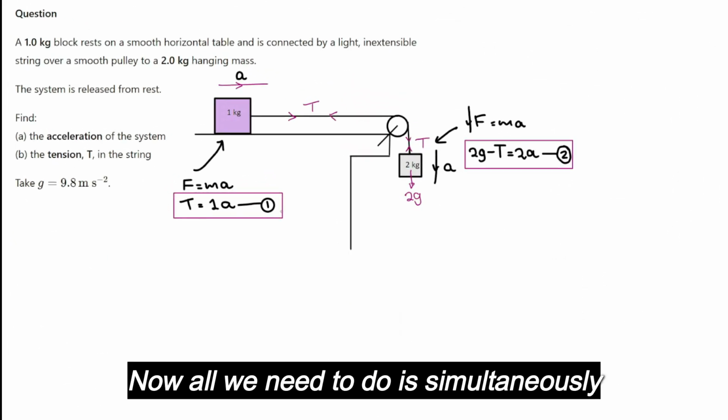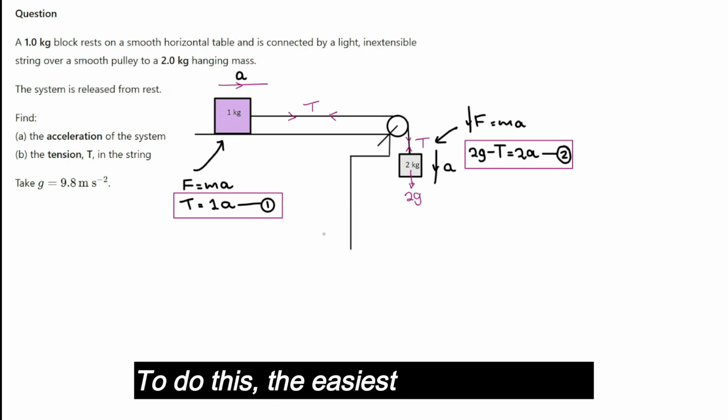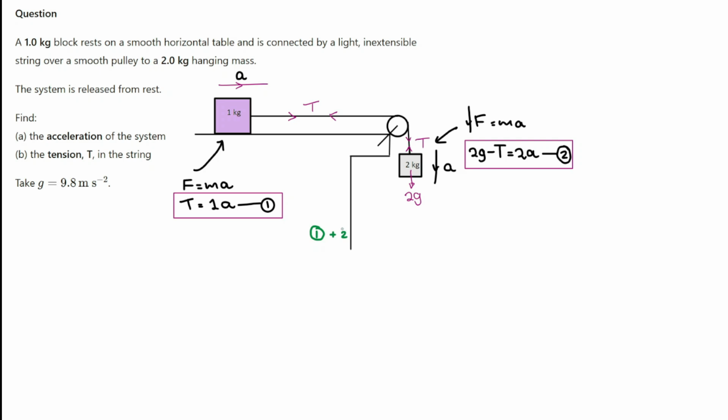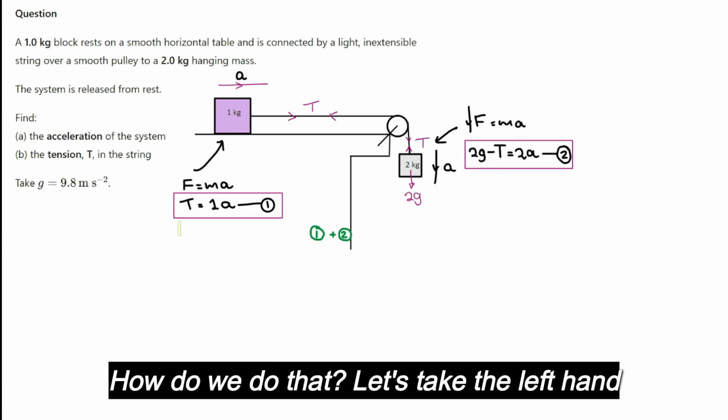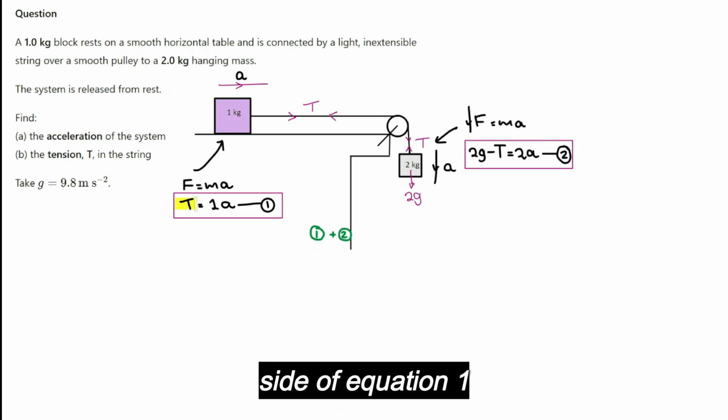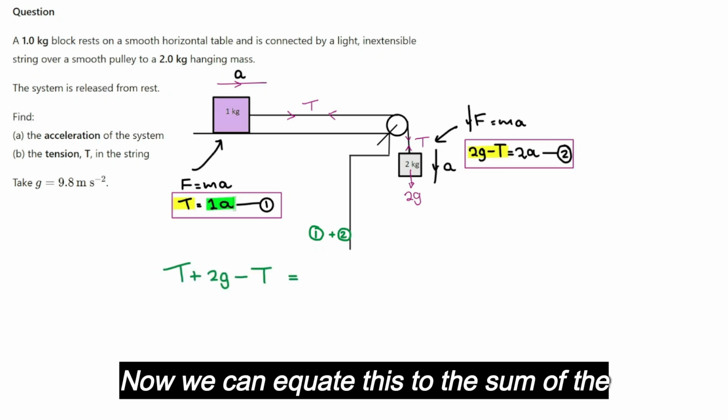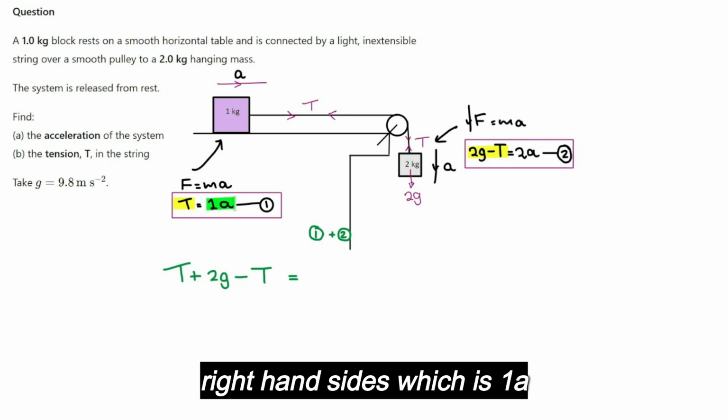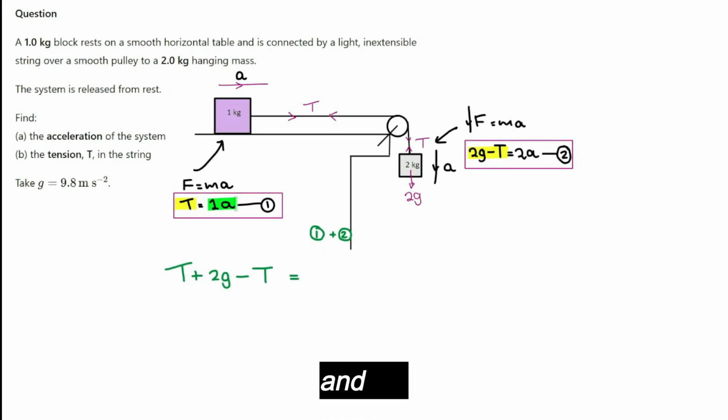Now all we need to do is simultaneously solve these two. To do this, the easiest way is to add 1 and 2. How do we do that? Let's take the left hand side of equation 1, capital T, and add 2g minus T to it. Now we can equate this to the sum of the right hand sides, which is 1a and 2a.